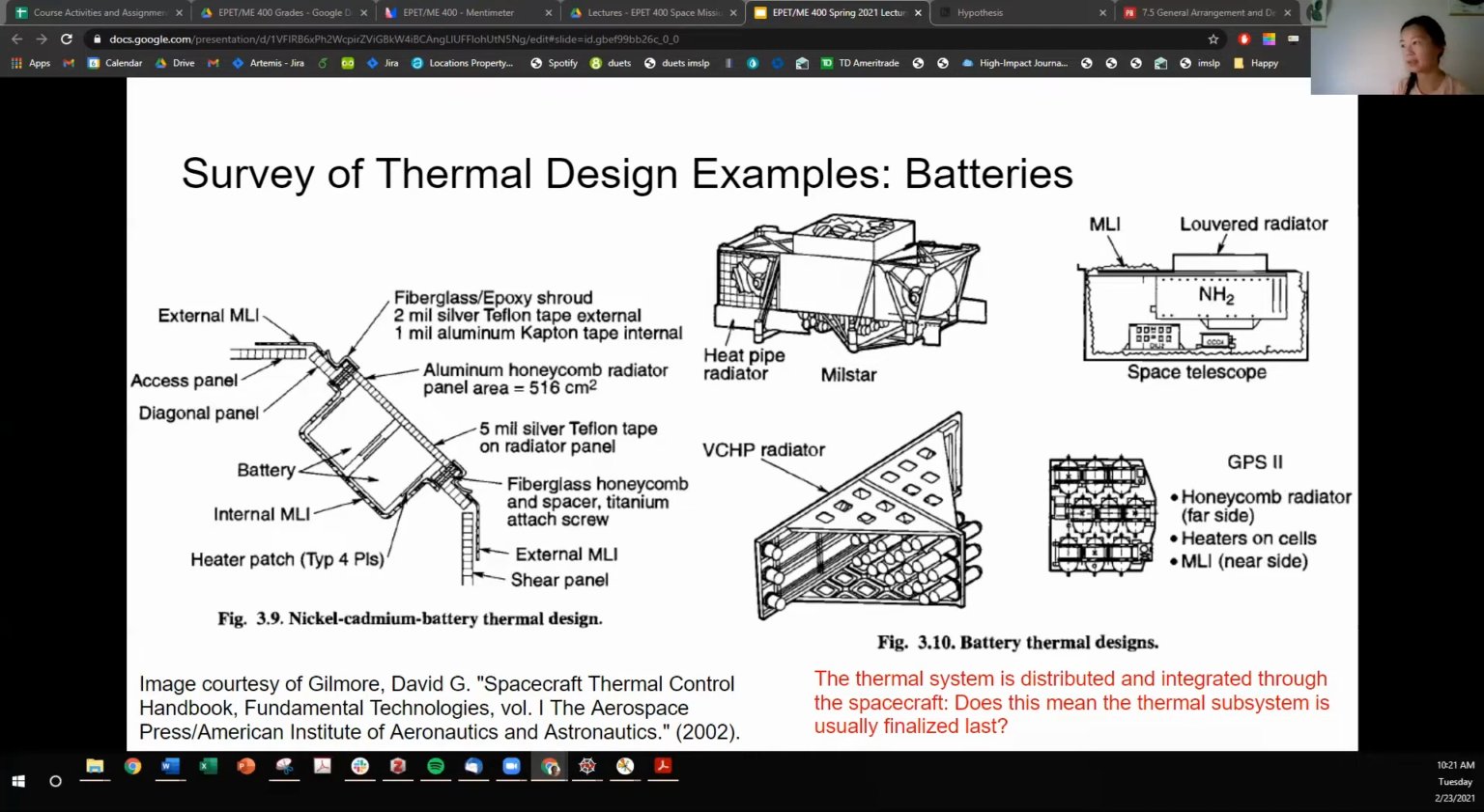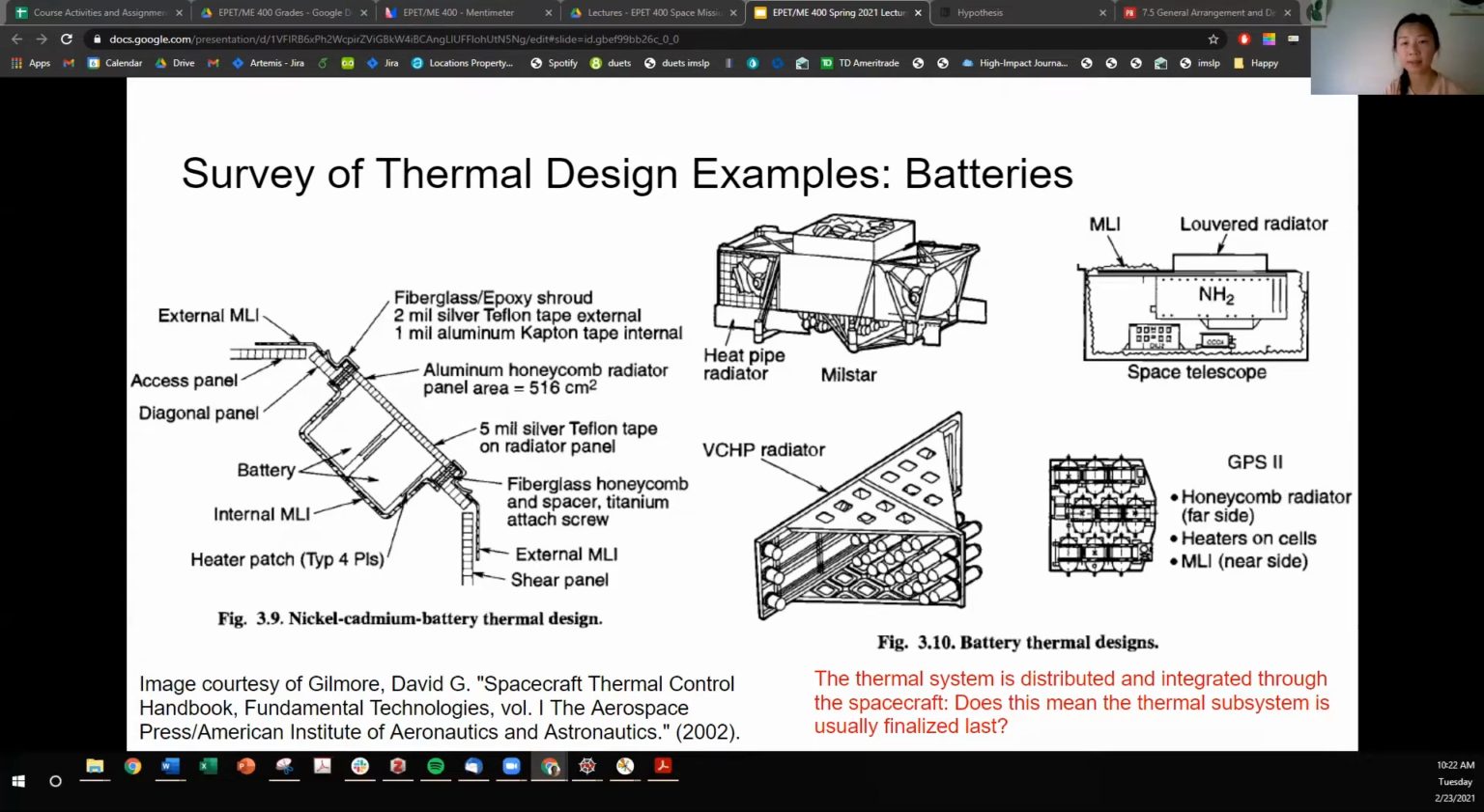Let's go through a case study. This is an older type of battery called NiCad, because the year this book was published was 2002 and battery technology has changed. But let's just look into it. So NiCad batteries usually need to be maintained at a temperature between 0 and 10 Celsius to maximize their life. As their temperature rises above this range, their maximum useful life decreases significantly. Below this range, the electrolyte may freeze and damage the battery.